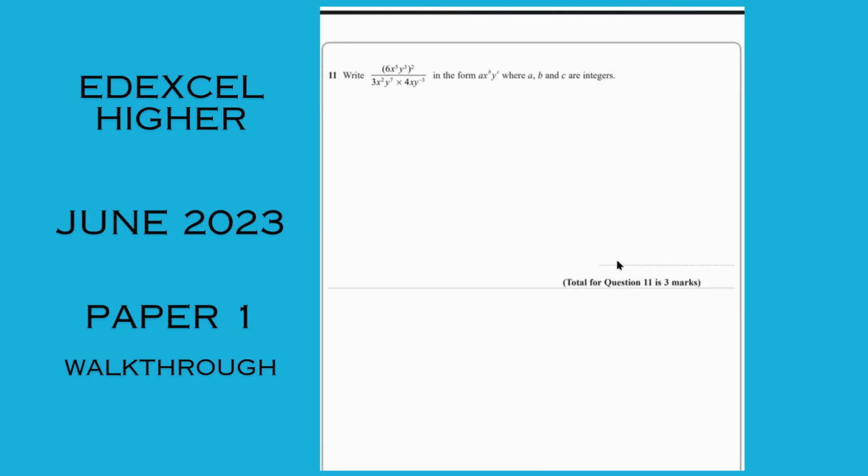Number 11, laws of indices. Let's work on the top bit first. So if you're squaring something, we need to square the 6. X to the 5 all squared, you multiply the powers. Y cubed, so again, multiply 3 by 2. We get y to the 6 on top.